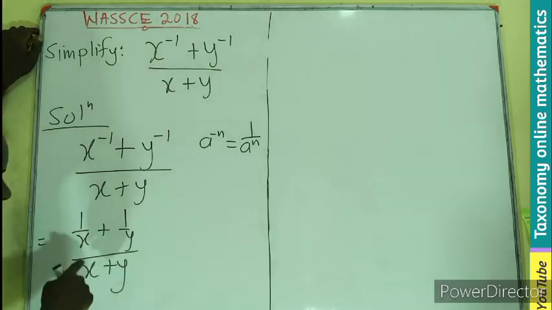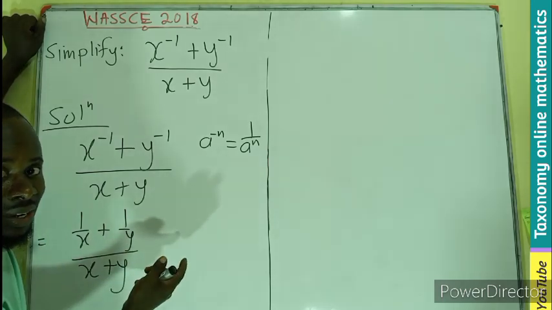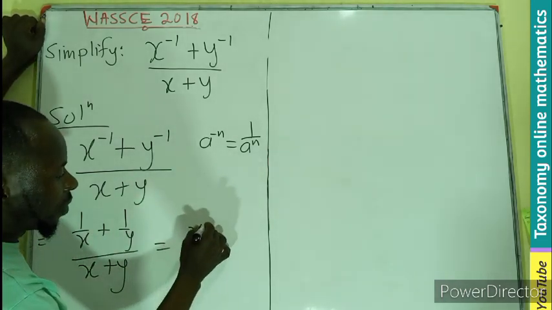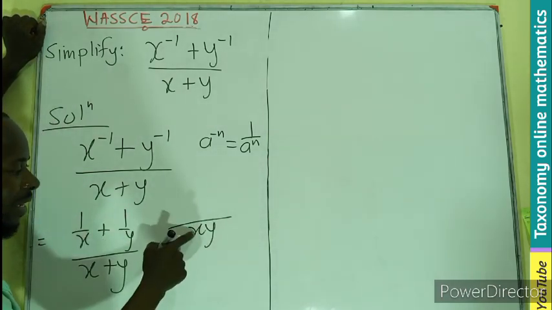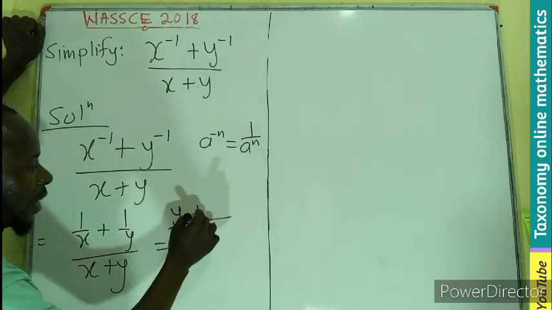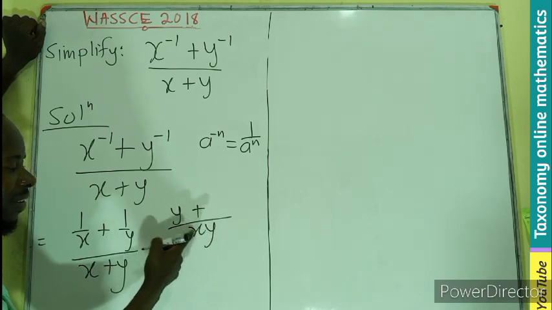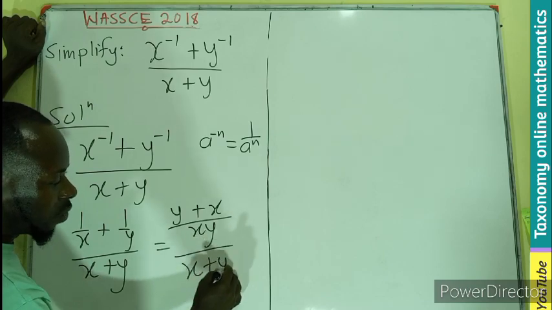And you can see in this case, solving the top as a fraction, finding the LCM to be xy, we can have xy as the LCM. x divides, it cancels itself, remaining y times 1, y. y also divides this, cancelling itself, remaining x, x times 1, x, divided by x plus y.